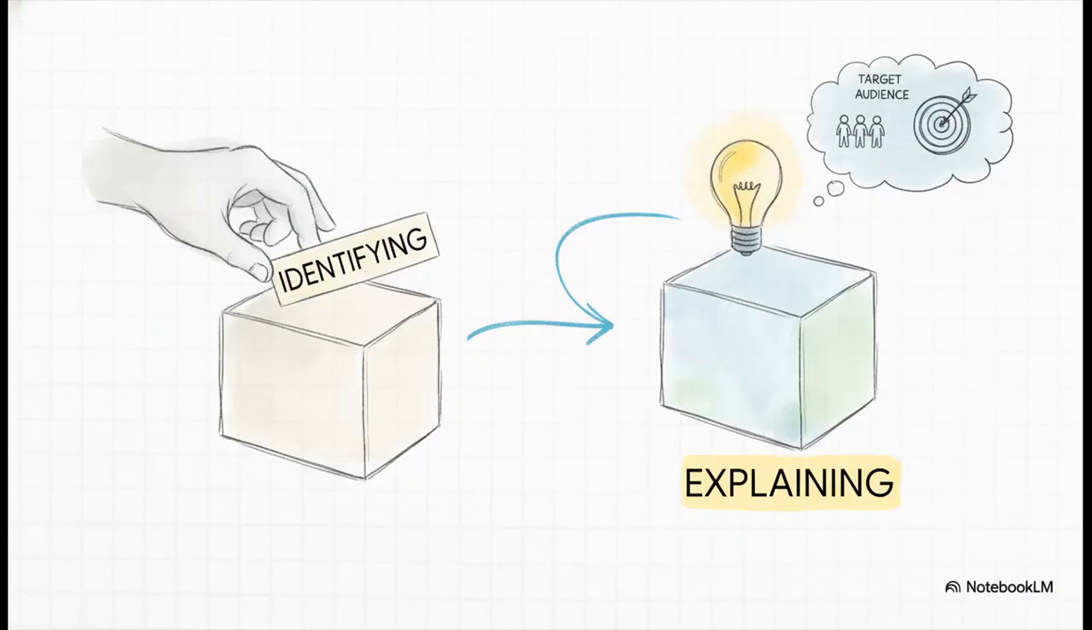Right, so this is the crucial shift to get to that merit level. You have to move from simply identifying to actually explaining. You're not just saying, I'm going to use this convention. You're explaining why that is the absolute perfect choice for your audience and for your purpose. It's all about showing clear intention behind every single decision.